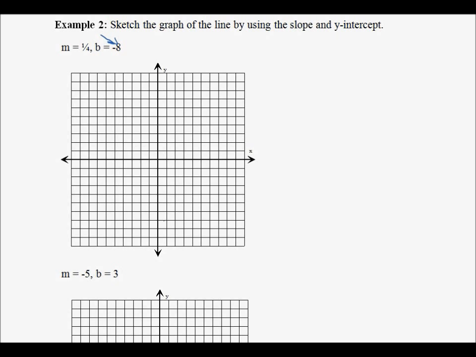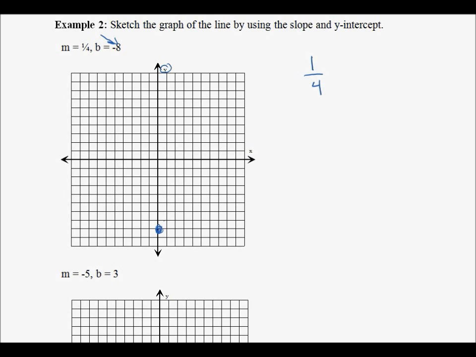So I know on my y-axis I have a point at -8. So from my y-axis, I start at the origin and I move down 8 spaces. 1, 2, 3, 4, 5, 6, 7, 8. And so here I put my first point. Okay. Then my slope is 1/4.